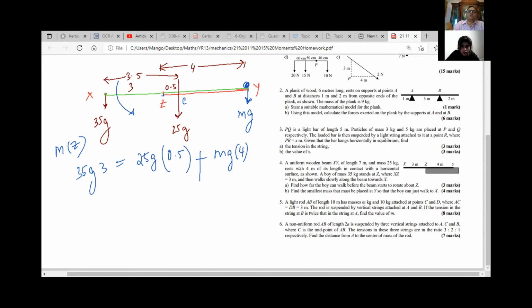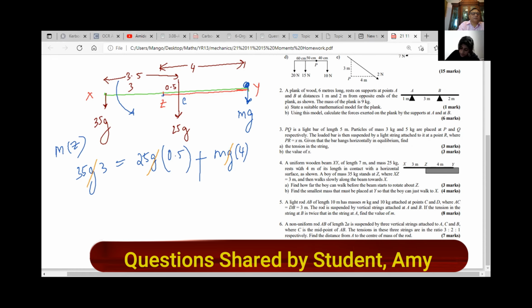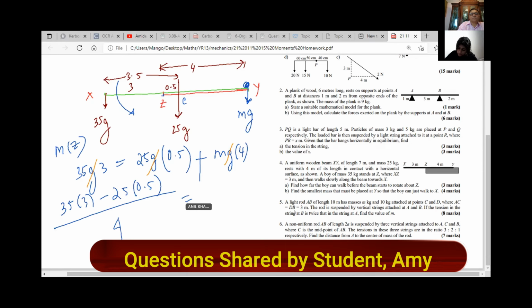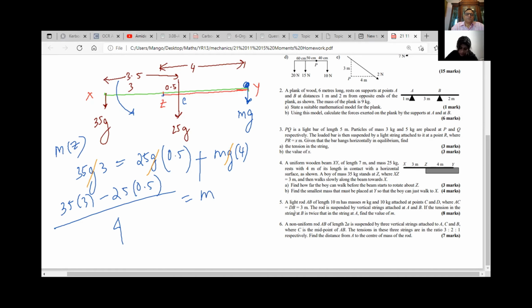Is that clear to you? So at Z, 25g times 0.5. So we can now calculate this mass, which is 35 times 3 minus 25 times 0.5, divided by 4, correct? That is the mass required at the other end, which is y. Just calculating.